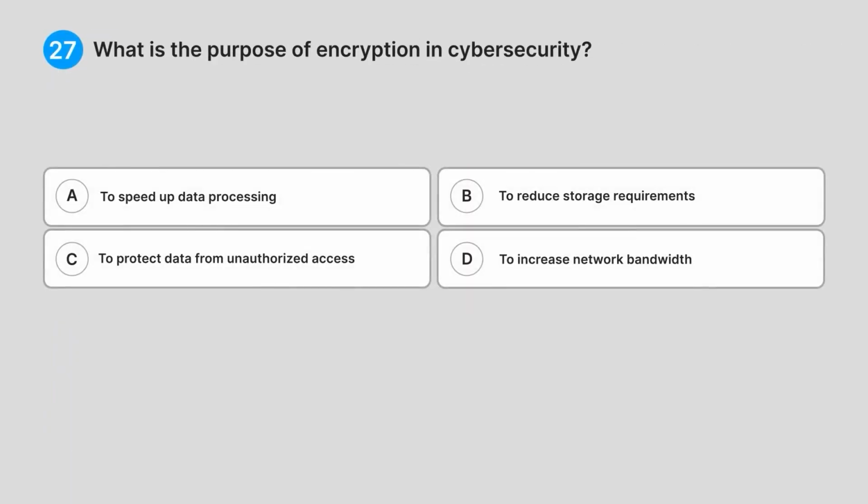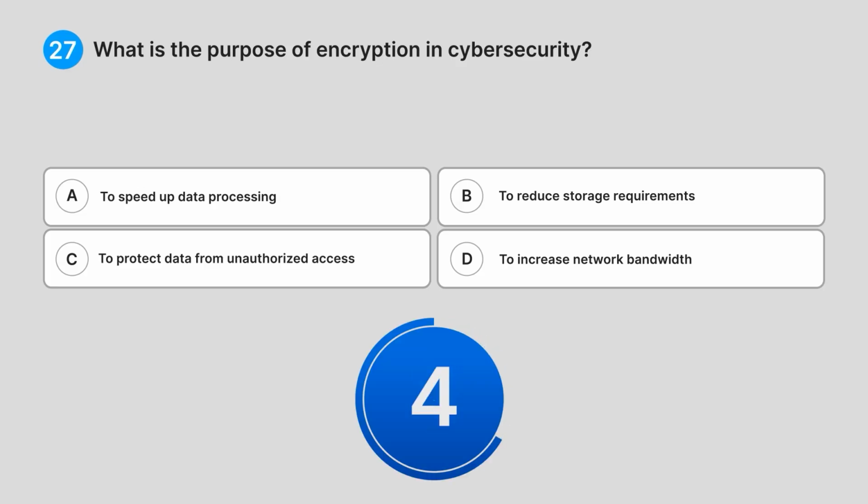27. What is the purpose of encryption in cybersecurity? A. To speed up data processing. B. To reduce storage requirements. C. To protect data from unauthorized access. D. To increase network bandwidth. Do you know the answer?